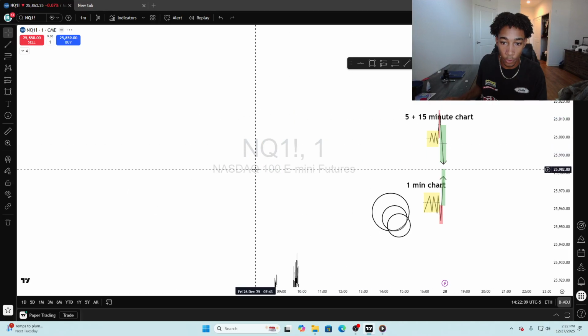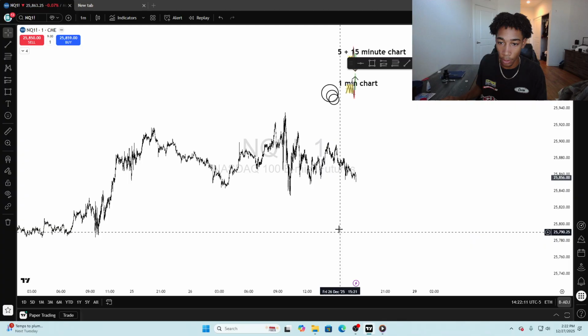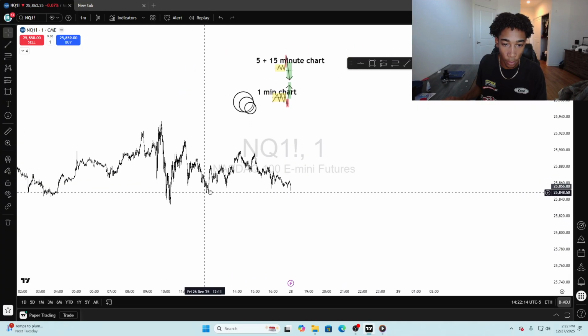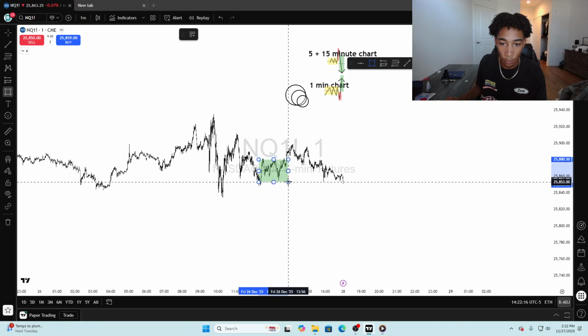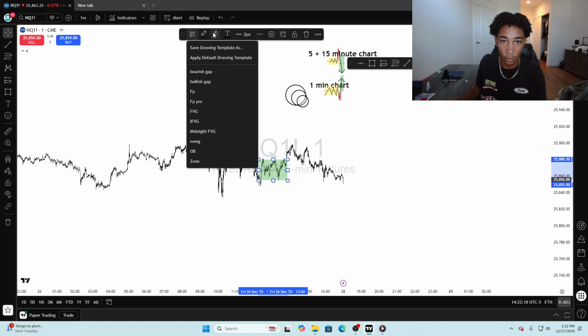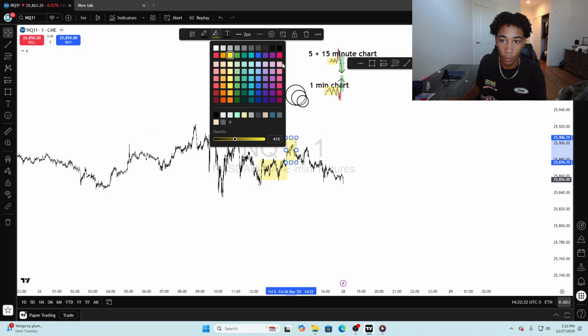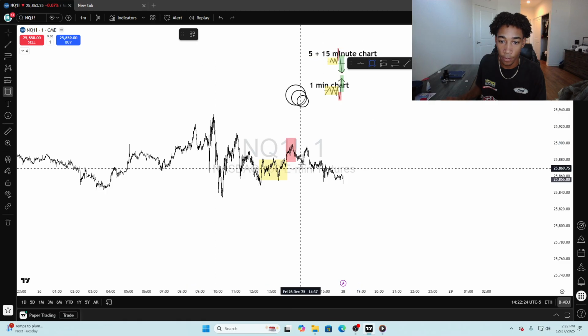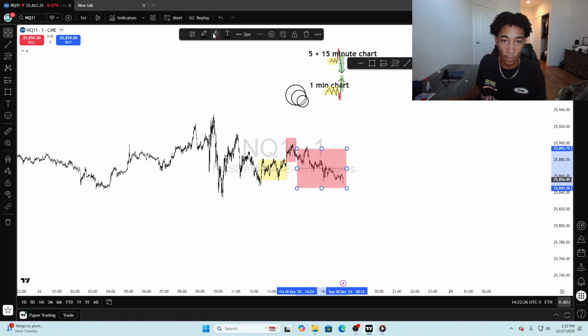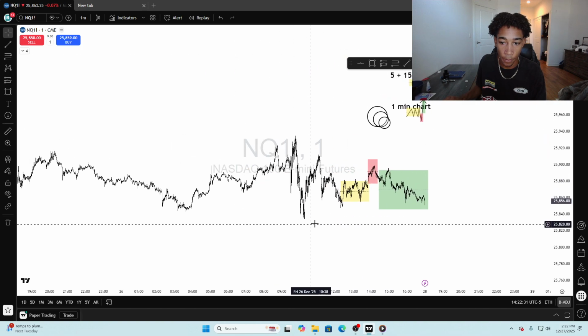And this little manipulation leg on the 1 minute chart is this small little thing right here on the 5 minute, where if you zoom out, as you zoom out right here, this looks like what, chop, right? Manipulation versus this, what, distribution, right?